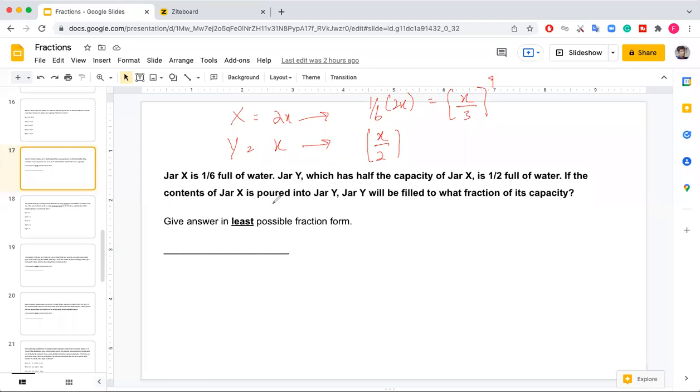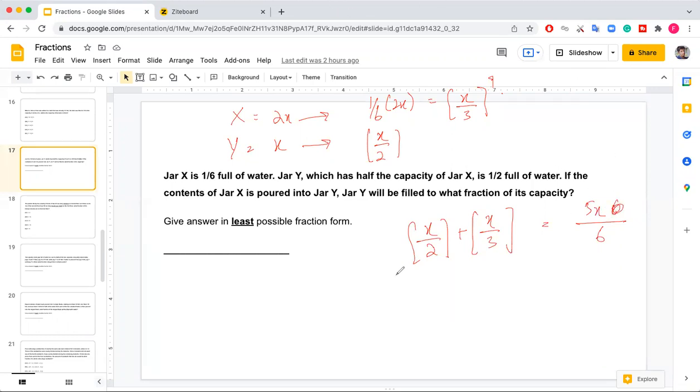Now we are saying that the content of x is poured into jar y. Jar y has x/2 and we are pouring the content of x, which is x over 3, into y. So what is the answer of this? x/2 plus x/3 is 5x by 6.